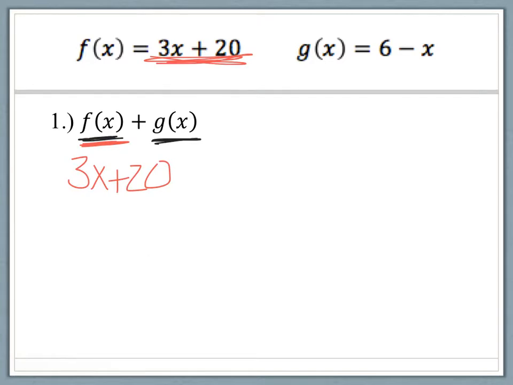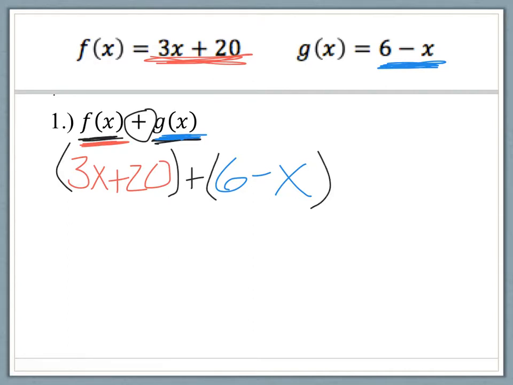Then I'm going to go ahead in blue. I know that g of x is 6 minus x, so I'm going to write 6 minus x right next to that 3x plus 20. Now, in my original problem, addition is the operation that we're using, so I'm just going to put an addition sign in between them. And sometimes I'll put parentheses around whatever my f of x and my g of x is, just so that I can keep them separated for a second. So I have (3x + 20) + (6 - x).